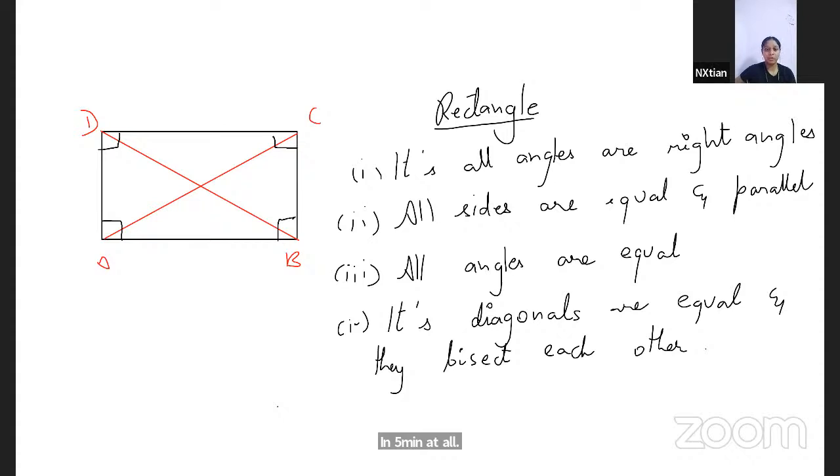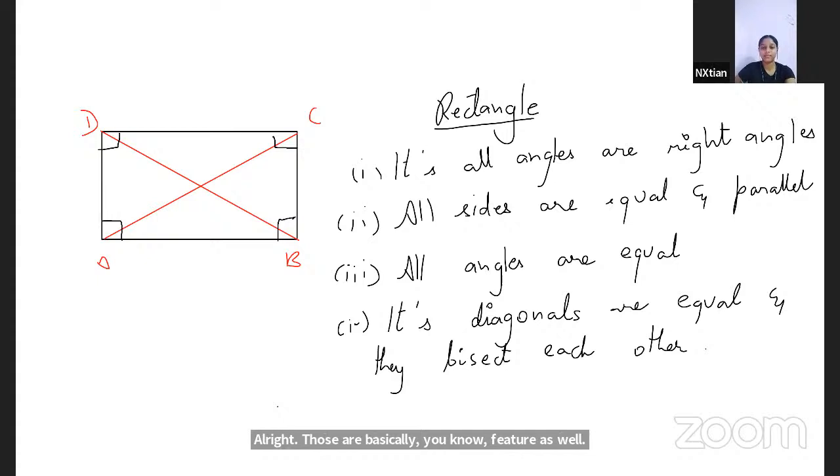Is the measurement of each of the diagonals the same, or are they different? The measurement of each of the diagonals is the same. The measurement of the angles is also the same. The lengths of the opposite sides are also equal, that is AD and BC, AB and CD. They are also equal in measurement and are also parallel. Those are basically the features of a rectangle.